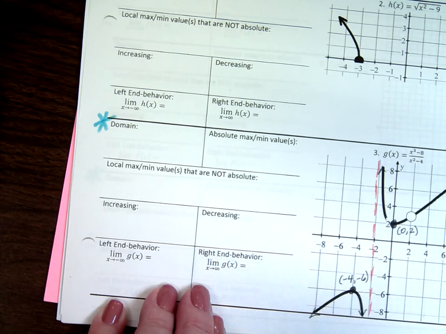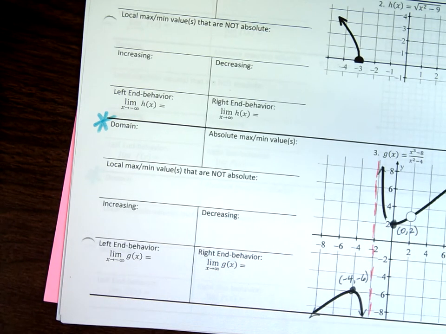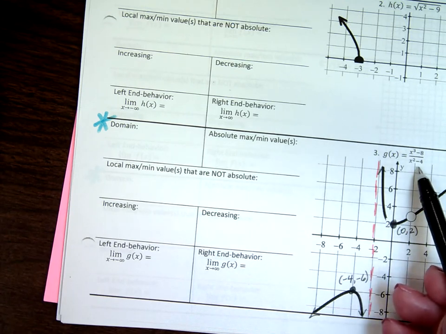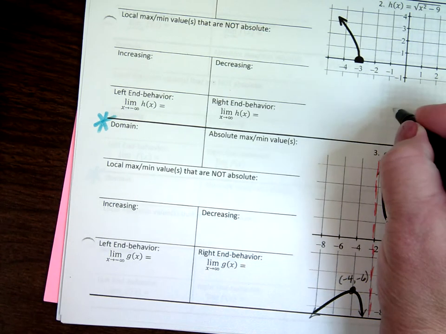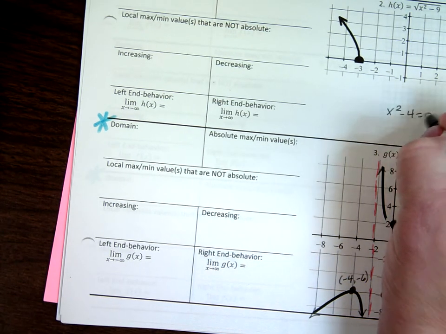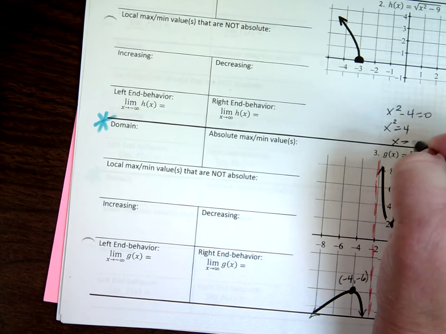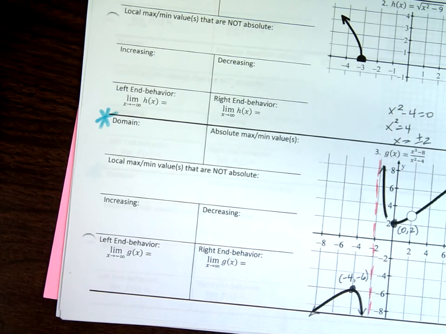Now let's look at the equation and see if that makes sense. My equation denominator is x squared minus 4. If I take that and set it equal to 0, x squared minus 4 equals 0, x squared equals 4, x equals plus or minus 2. You can see that that makes sense, that that would be one of your asymptotes. Now there's a reason why the plus 2 isn't, and we'll talk about that in a minute.